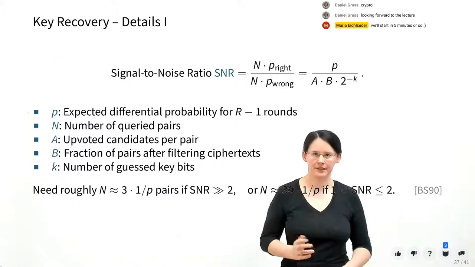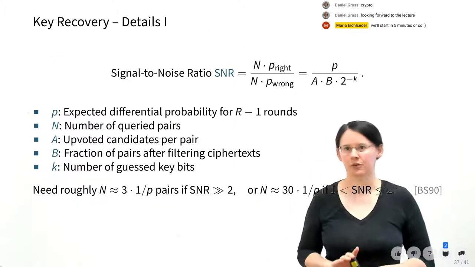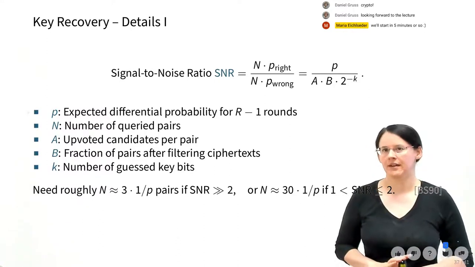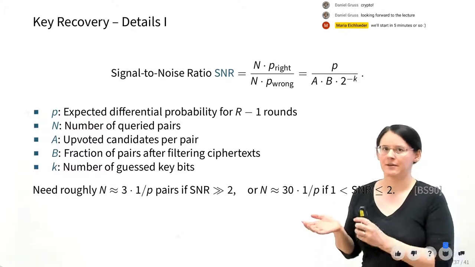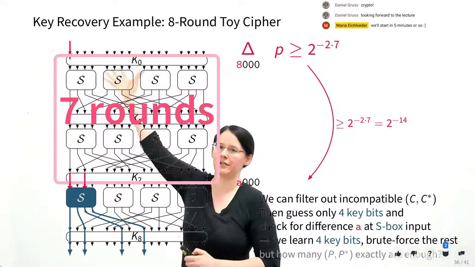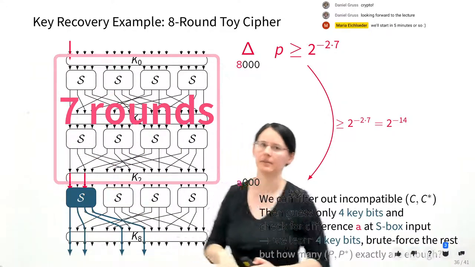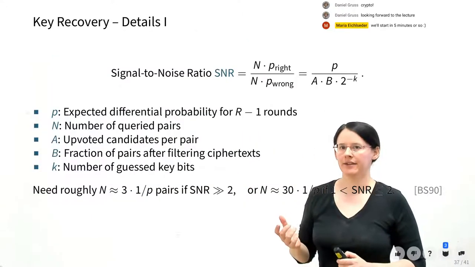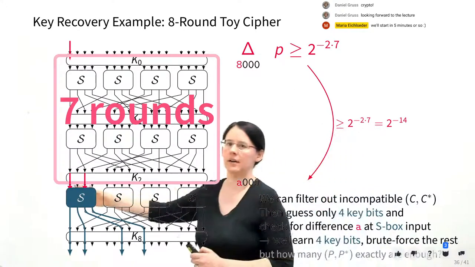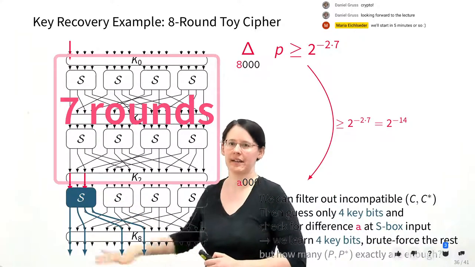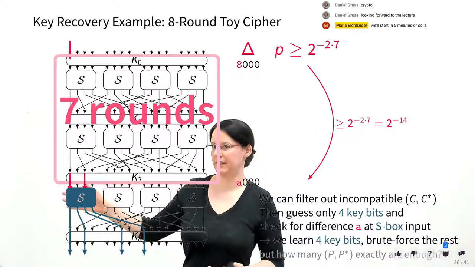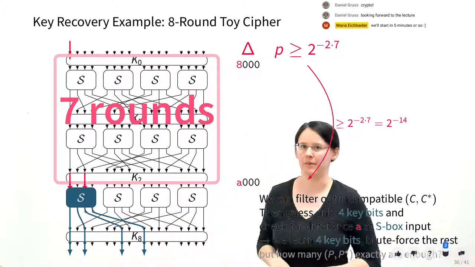And one of the key metrics that are defined here to evaluate this is the so-called signal-to-noise ratio. So this compares the signal, meaning all the cases I got the right difference here because it actually followed the characteristic. This is the signal. And the noise is all the times that I accidentally observe the right difference here, even though I guessed a completely garbage key. It just accidentally produced the right result, which happens with a certain probability.